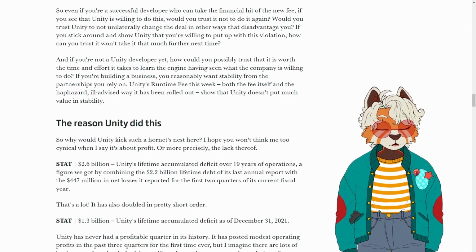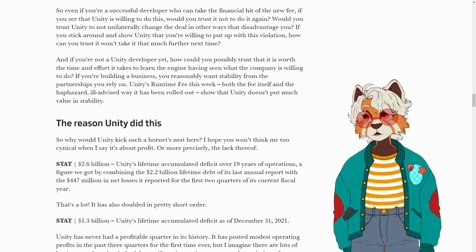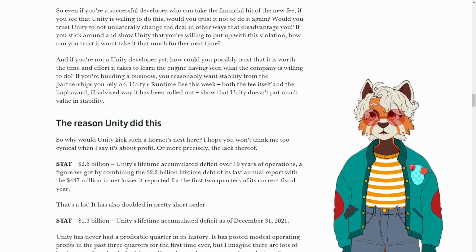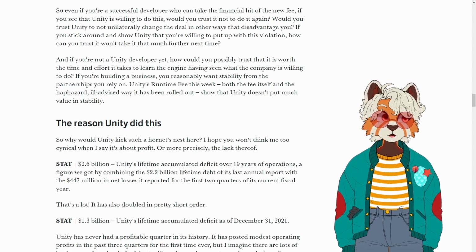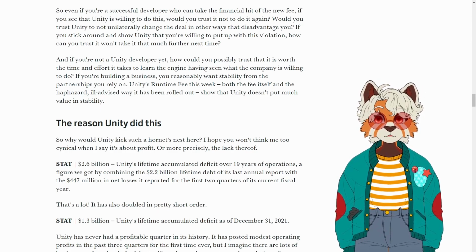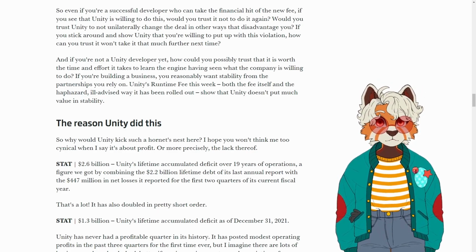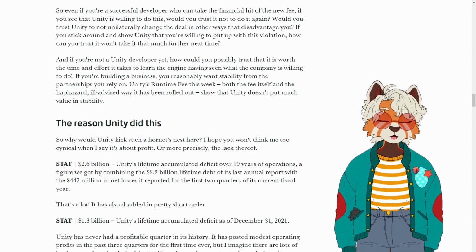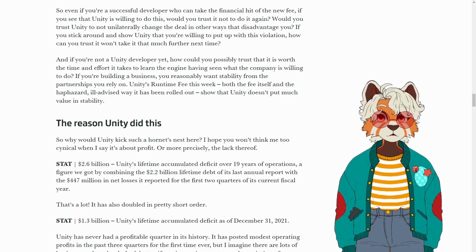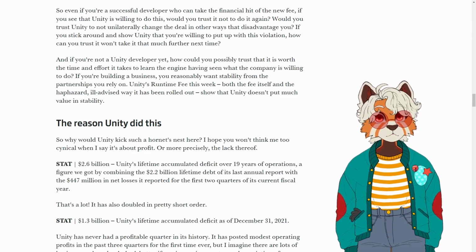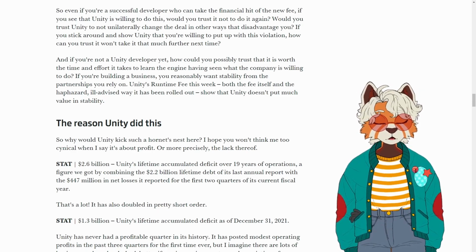Now, gamesindustry.biz has done a fair amount of statistic gathering, and it really paints a very interesting picture. They've calculated Unity's lifetime debt as being $2.6 billion, right? That's a deficit accumulated over 19 years of operations, a figure they got by combining the $2.2 billion lifetime debt of its last annual report with the reported $447 million net losses reported in the first 2 quarters of this year.